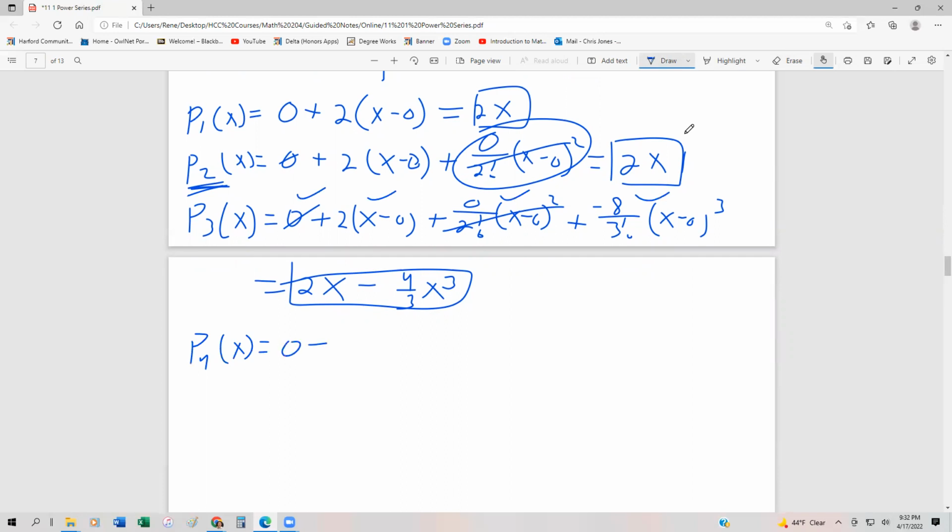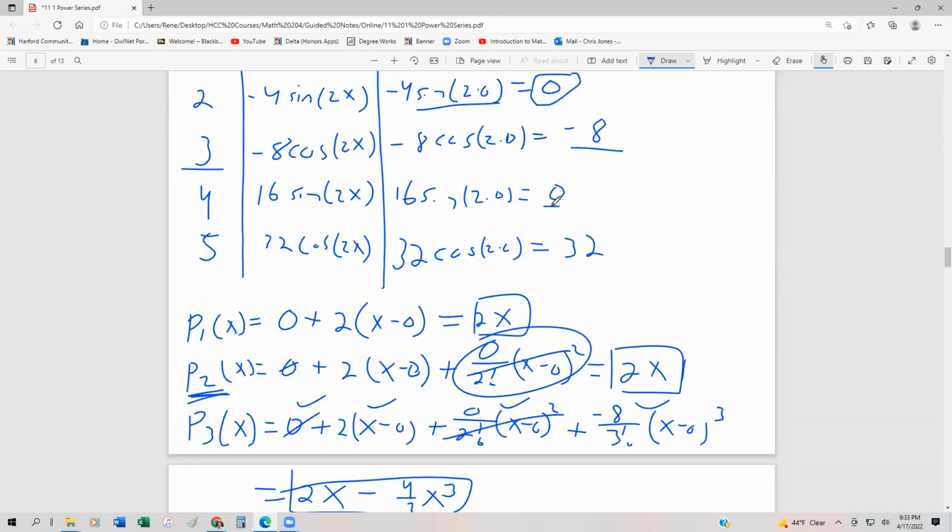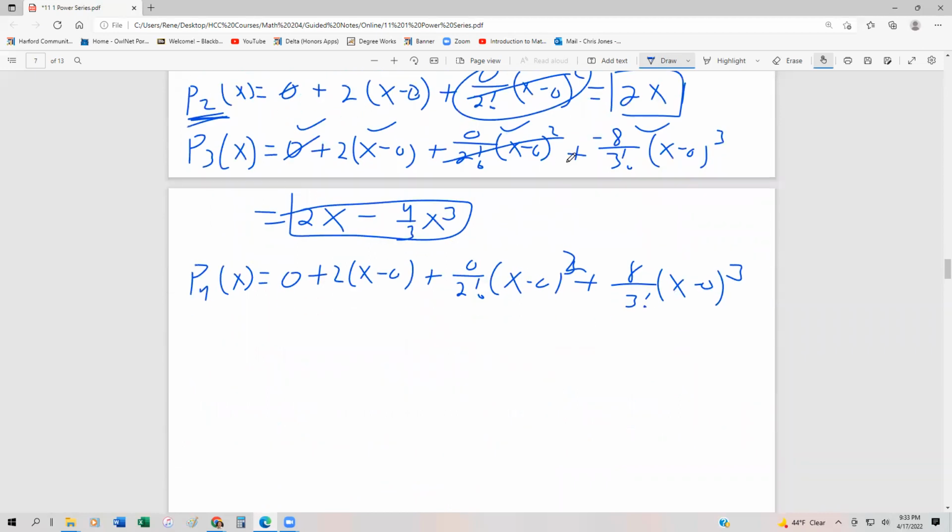So that's going to be 0 plus 2x minus 0 plus 0 over 2 factorial x minus 0 squared plus 8 over 3 factorial x minus 0 cubed. And then finally, we're going to go back up to the fourth derivative, which was 0. And that's going to be plus 0 over 4 factorial x minus 0 to the 4th. Now this goes away, this goes away, this goes away because of the zeros.